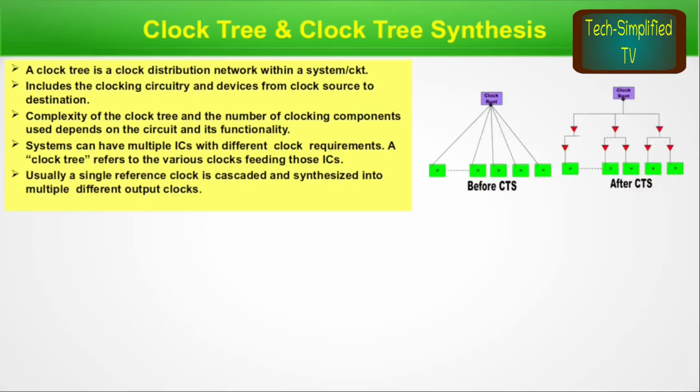This is a diagram of a clock tree. Both are diagrams of clock trees. This one, the left one, represents the scenario before CTS, and this one represents the clock tree after CTS, that is clock tree synthesis. So first, let's try to understand what a clock tree is. A clock tree is a clock distribution network within a system or circuit. A clock tree includes the clocking circuitry and devices from clock source to destination.